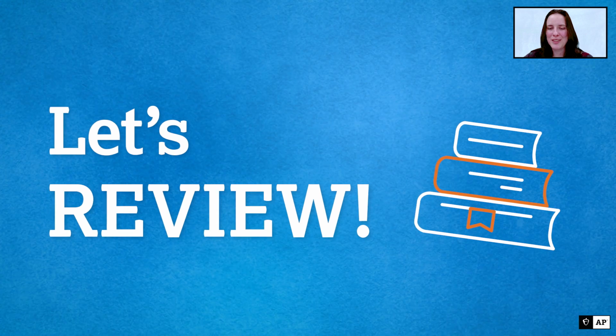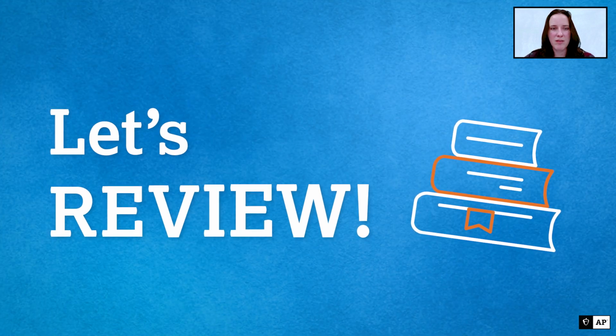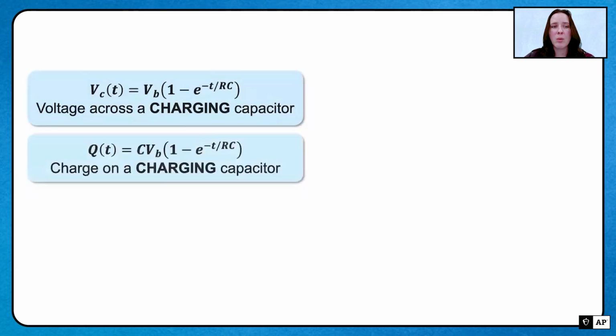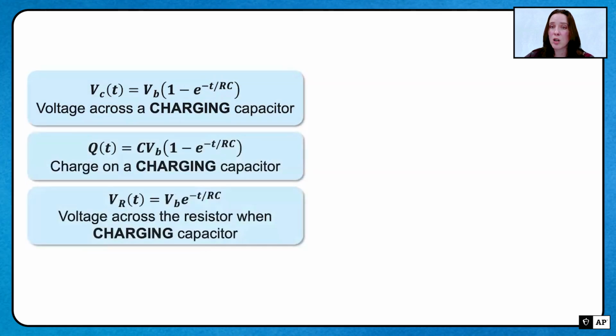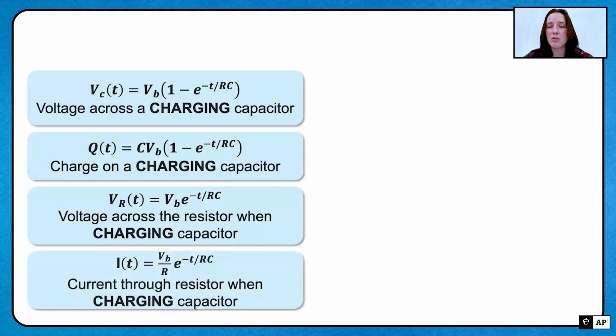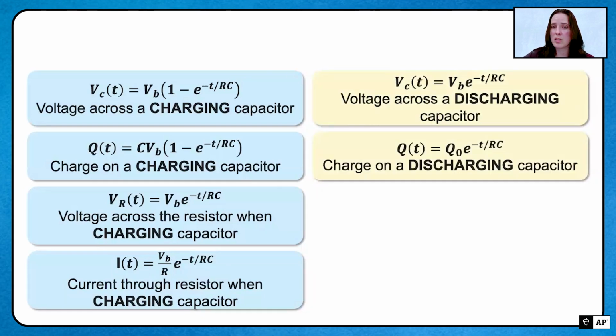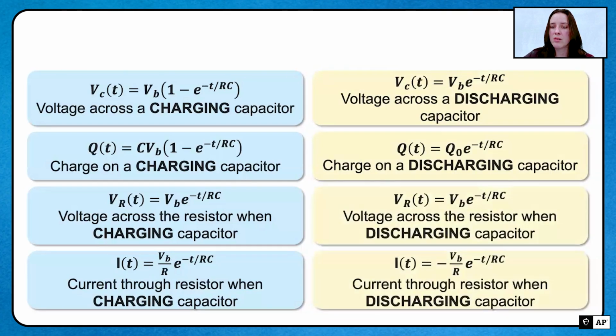Let's review. Alrighty, so the last couple of times we've met in these lovely videos, we have talked about an RC circuit where we have the voltage and charge across a charging capacitor, the voltage and current through a resistor when our capacitor is charging, the voltage and charge across a discharging capacitor, and then the voltage and current through the resistor when we're discharging our capacitor. So as a reminder, they either have this nice 1 minus e to the negative t over RC dependence, or the straight up e to the negative t over RC dependence.